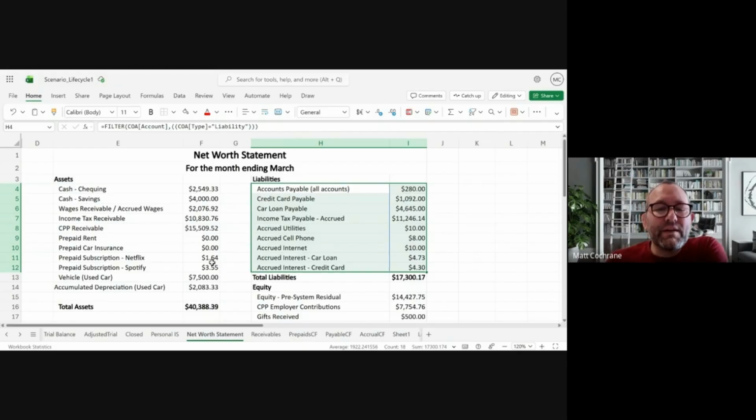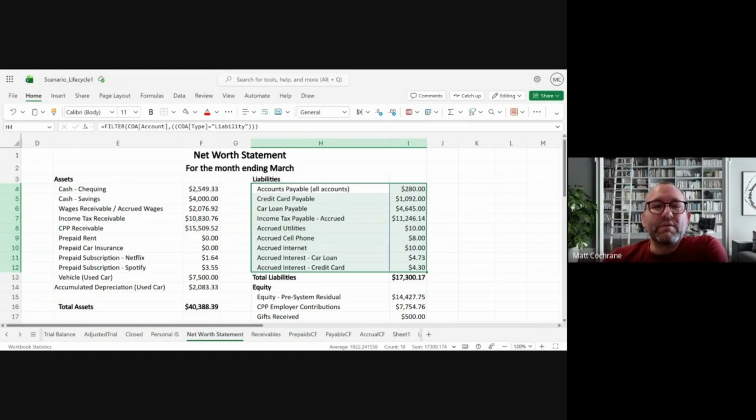Okay, we have a little bit of prepayment remaining from our Netflix. We have a little bit of our prepayment remaining from our Spotify. And we have our car and our accumulated depreciation. Okay, that makes up our assets. On our liability side, we have our accounts payable, which are expenses that have entirely accrued. And once they've gone through that entire usage cycle, we've moved them into the accounts payable because they need to be paid at some point.